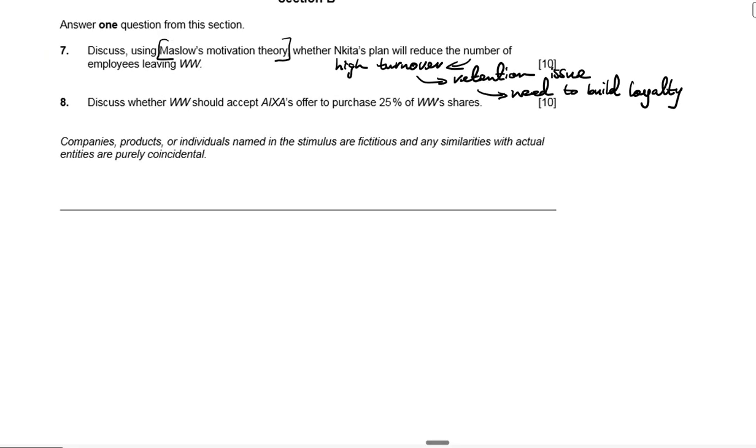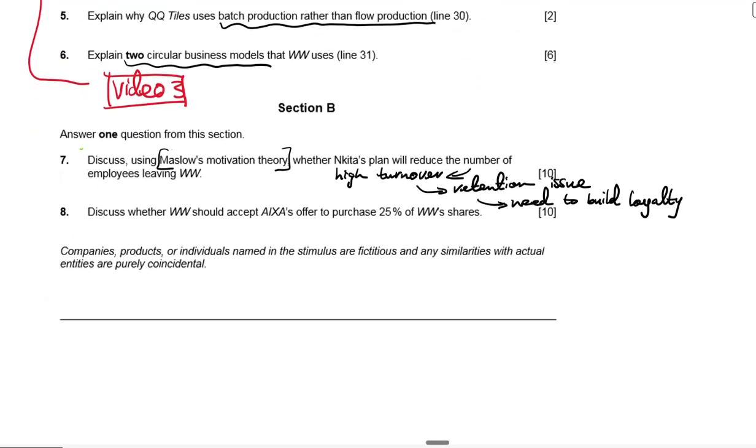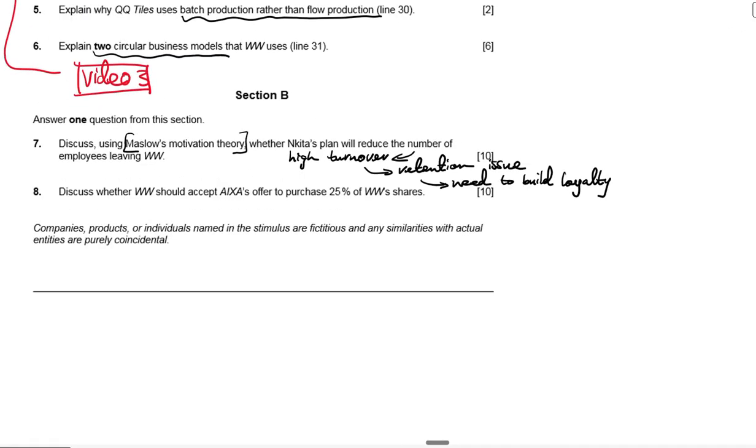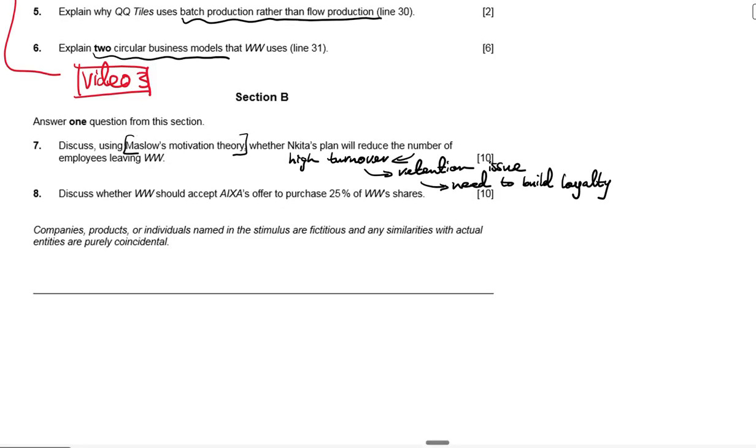Do check out the other videos if you're interested in those, but I think these 10 markers are probably what you guys are struggling with most. And so we'll just go through and cover these. So number 7, they're asking, using Maslow's motivation theory, whether Nikita's plan will reduce the number of employees leaving. So important keyword is discuss, and that's what they have for most 10 markers.